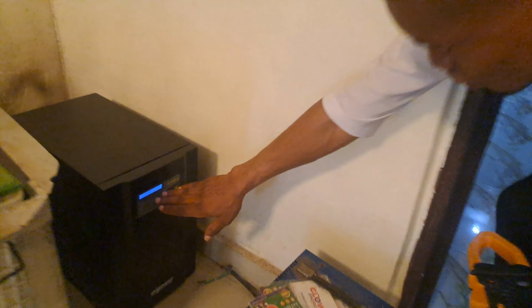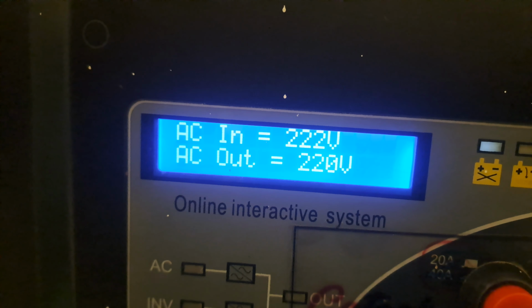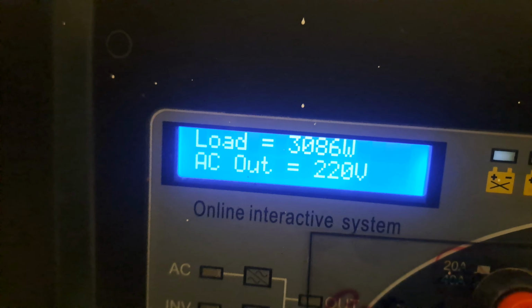and I now consider the load. I still maintain, leave it in one, don't worry. Just leave it in one. I maintain my load. You can see the voltage, the input voltage, and the load is around 3000 and something watts.